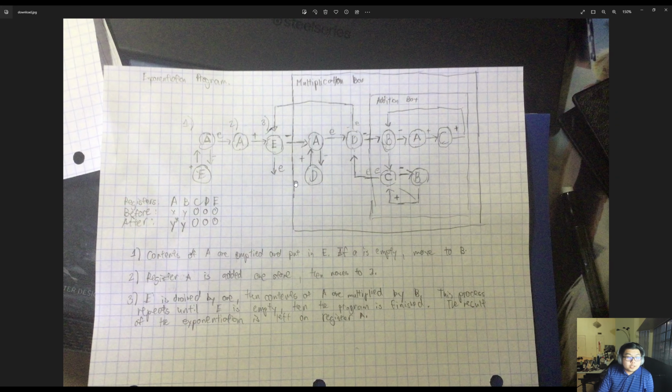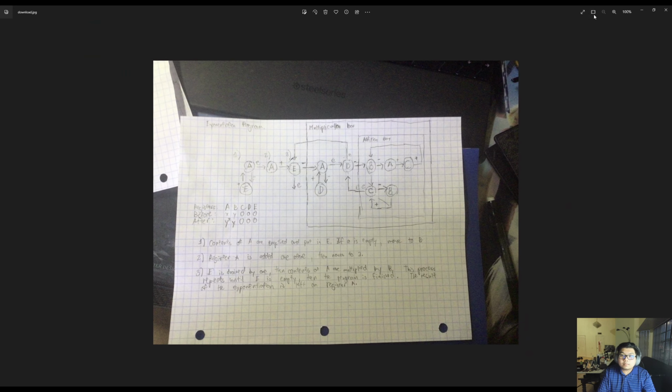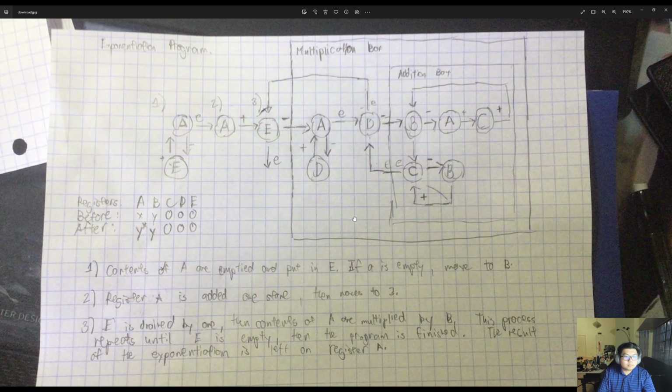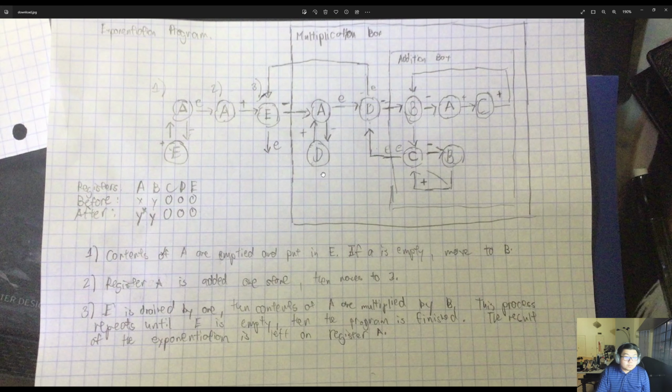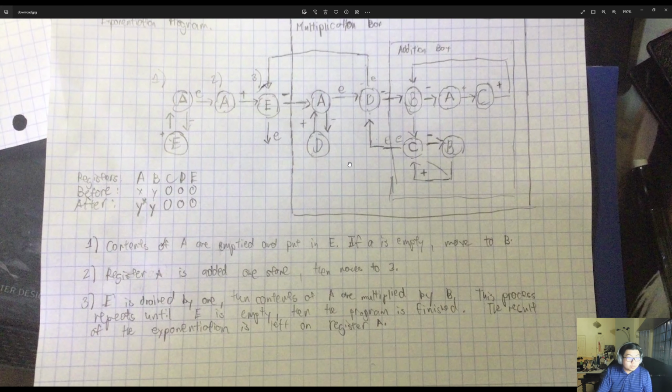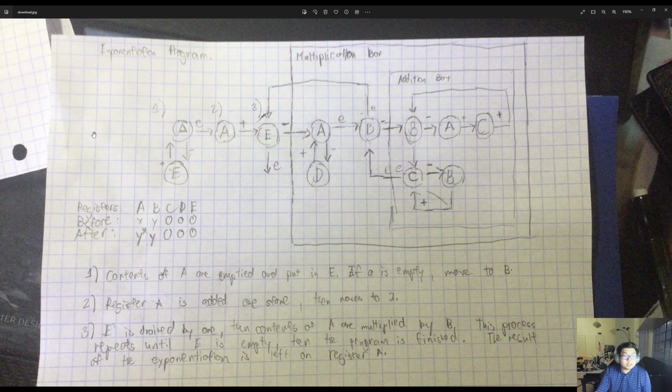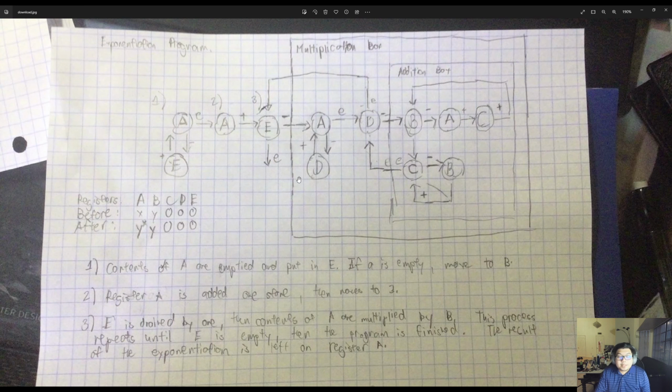And for the exponentiation program, basically what I added is these three parts right here. Basically, these are the three subprograms that I added for the program. I named them number 1, number 2, and number 3, so I can explain them in detail.